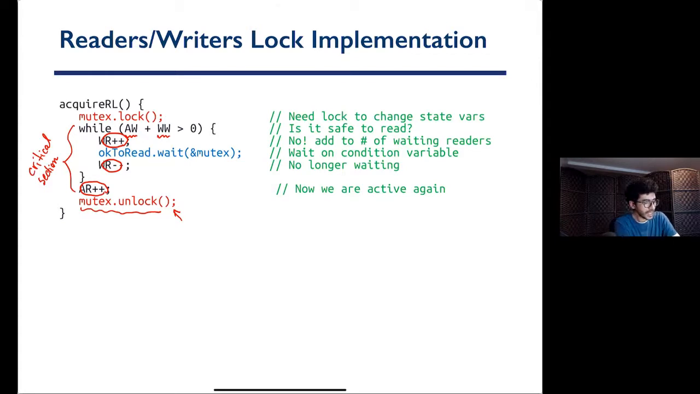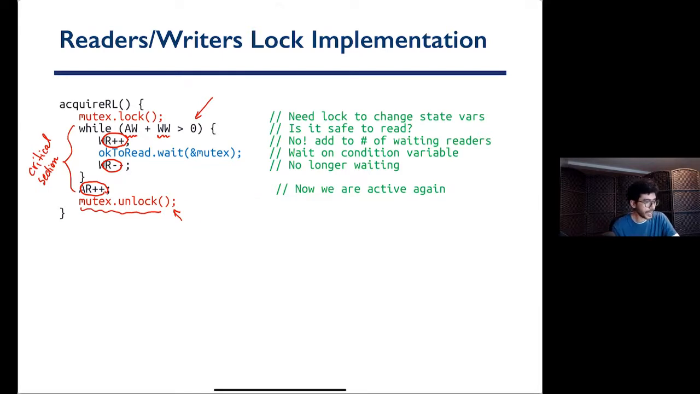So as you can see here, if there are other active readers, we're not going to wait. So let's say there are 5 other readers. If AR equals 5, I'm not going to wait. I will be fine with going and acquiring this lock as the 6th reader.